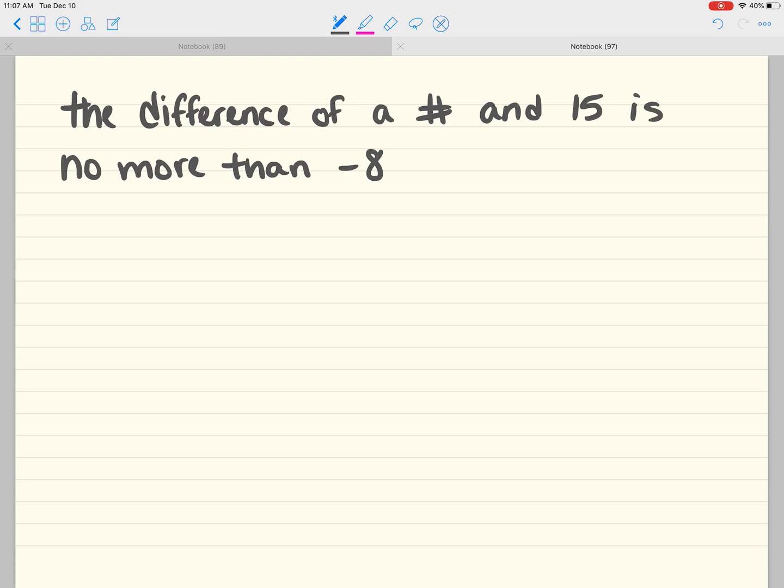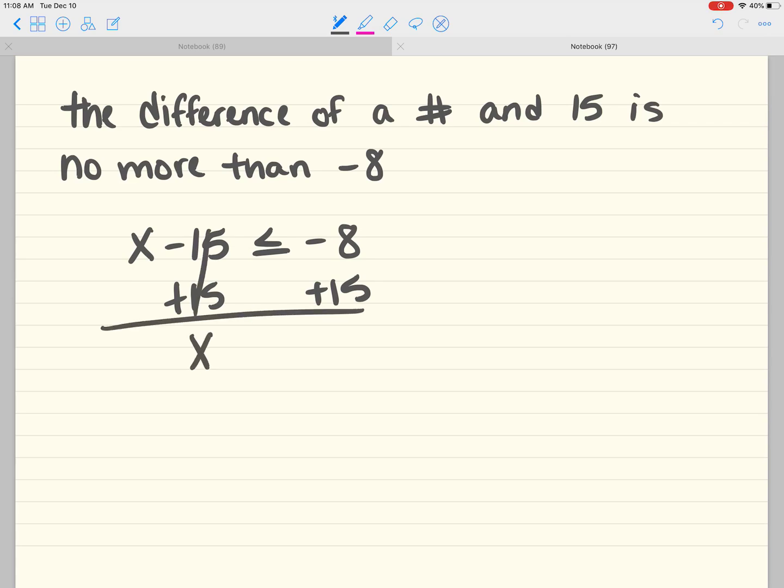Go ahead, Nick. Okay, remember first, you have to set up an inequality. So what would be my inequality, Nate? X minus 15 is less than or equal to negative 8. Why would you say less than or equal to? Because no more than means that it can be the same. Yes, and it means that it can't go over that number. All right, all I'd have to do here to solve is add 15. I would get x is less than or equal to 7. Okay, very good.